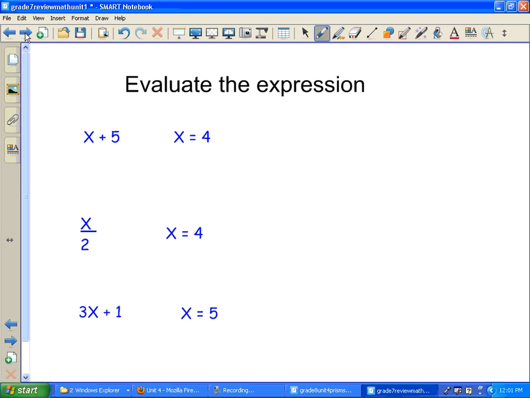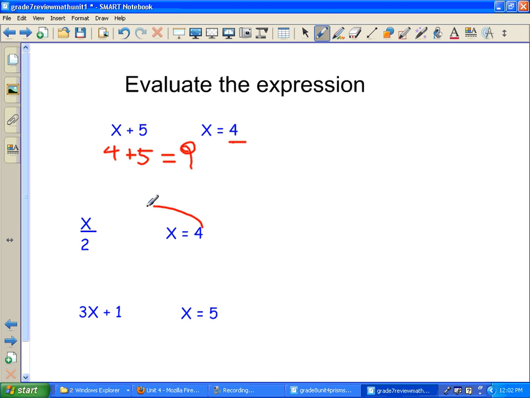You can also evaluate the expressions that you're given. In other words, plug in whatever x is for the value of x there. So x right here is 4. So I'm going to put 4 in wherever I see the x in this expression. So I'm going to put 4 in, and then I still have my plus 5. And the answer is 9.